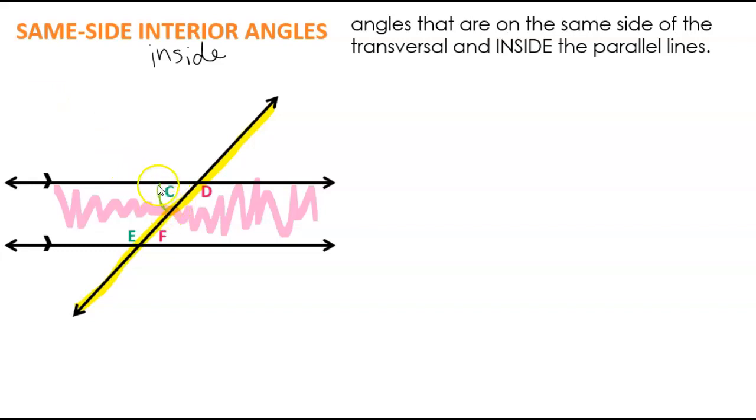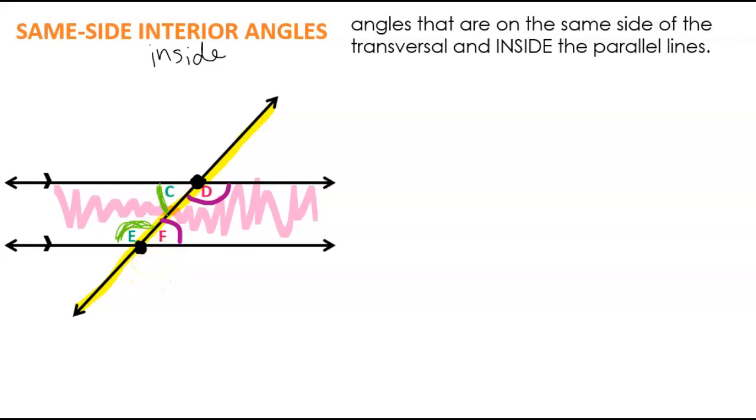So we have C and E. They're on the same side and on the inside. Okay, another example would be D and F. Notice, again, each one of these angle pairs is at one, each one of the angles is at the intersections, okay? So you have one angle at one intersection and you have another angle at the other intersection.